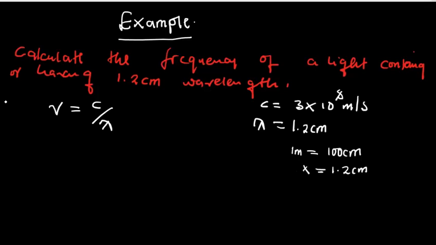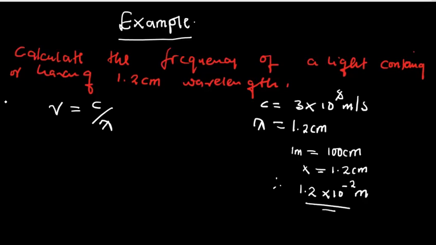Of course, this side is same as having an x. So when you do the conversion here, you find that 1.2 centimeters is equivalent to 1.2 times 10 to the power negative 2 meters, because you simply divide it by 100.